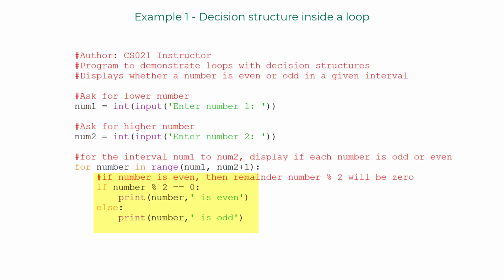Now, once we enter the for loop scope, we want to determine if this number is even. For an even number, the remainder when we divide by 2 would be 0. So number % 2 gives you the remainder. If it is 0, we would print number is even, else we would print number is odd. As we go further into the course, you'll see plenty of programs which use decision structures within loops.